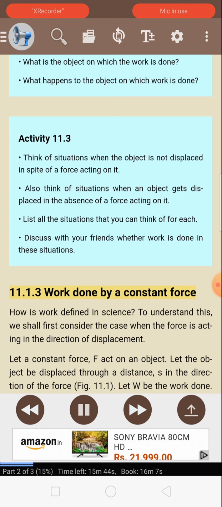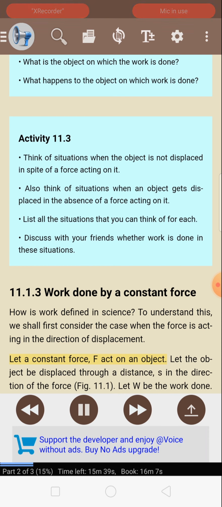11.1.3 Work done by a constant force. How is work defined in science? To understand this, we shall first consider the case when the force is acting in the direction of displacement. Let a constant force F act on an object. Let the object be displaced through a distance S in the direction of the force, figure 11.1.